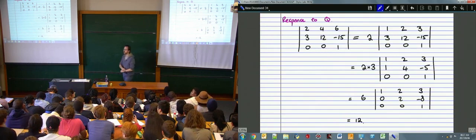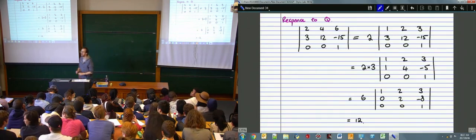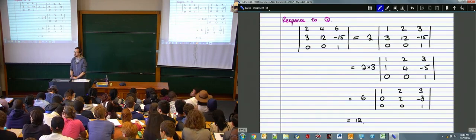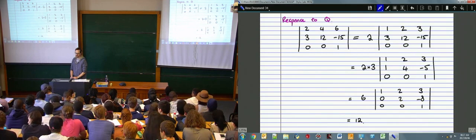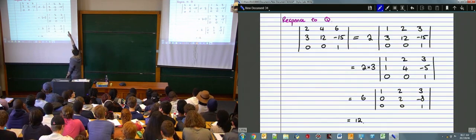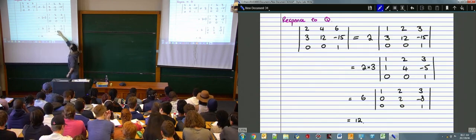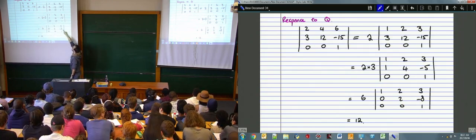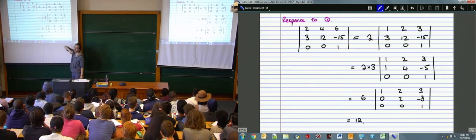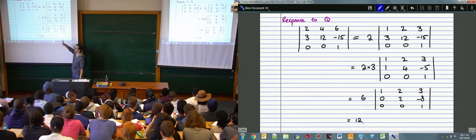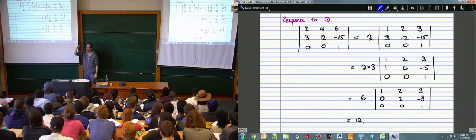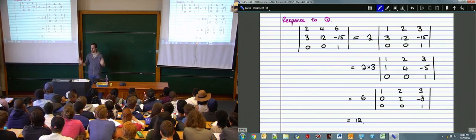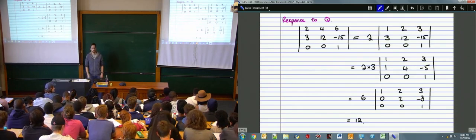Yes? Just want to confirm, if you're adding or subtracting a multiple of a row, does it change anything? It doesn't change anything. So if you add or subtract, if you take over there, for example, to go from this matrix to this matrix, we took row 2 and we subtracted 1 times by row 1. Doesn't change the determinant. So when you add or subtract rows to other rows, your determinant stays the same.